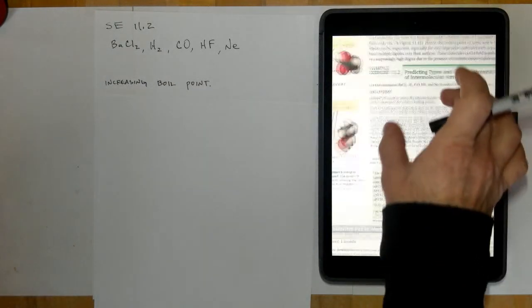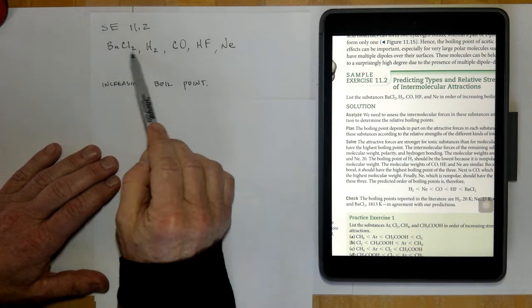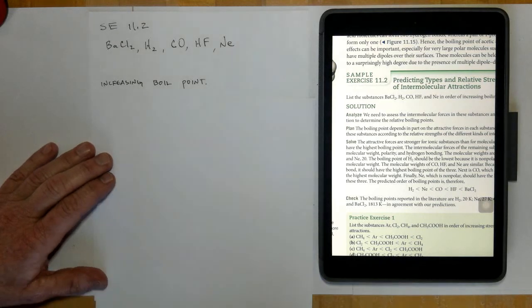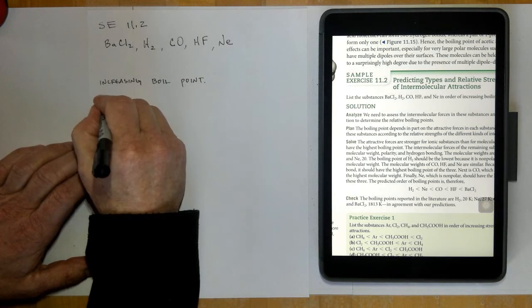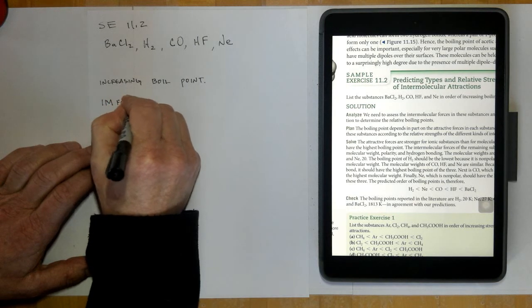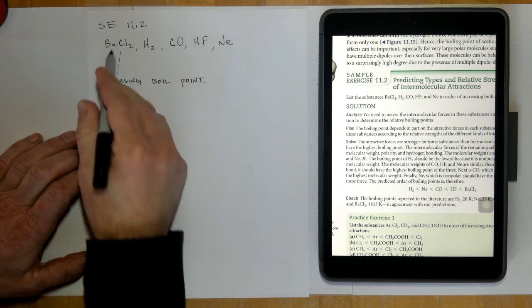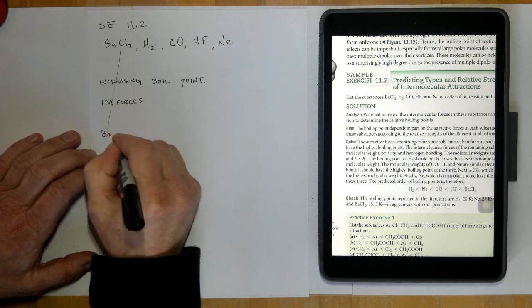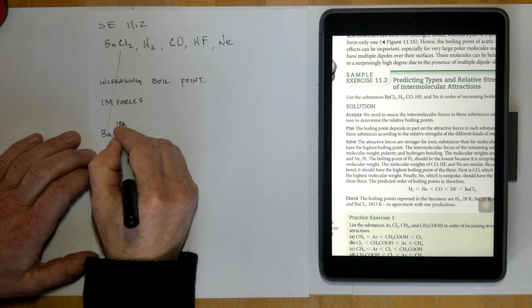So the substances I took from this sample exercise, and I listed them right up here. And then what it wants us to do is list them in increasing boiling point. To be able to know which ones are going to stick together the best and therefore boil at the highest temperature, we need to know what the intermolecular forces are that hold each one of these species together. So let's just go left to right and we'll talk about what kind they are. So BaCl2, Ba and Cl are going to be held together right here by what's called an ionic bond.